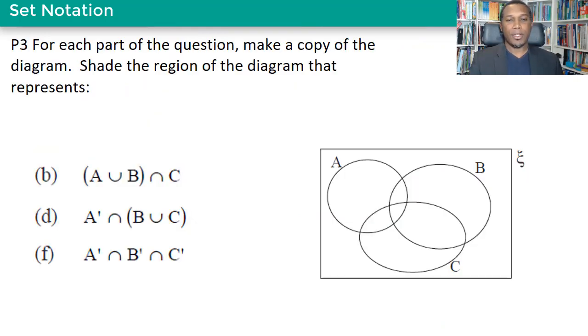Question 3 for you to look at, P3. Here's your test. You've got to draw 3 separate Venn diagrams, and in each Venn diagram you want to shade the region represented by the set notation provided. So 3 of them. Off you go. Power of the pause. Pause. You're working on these, please. Thank you.